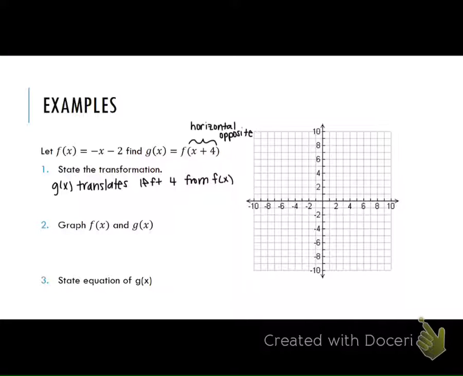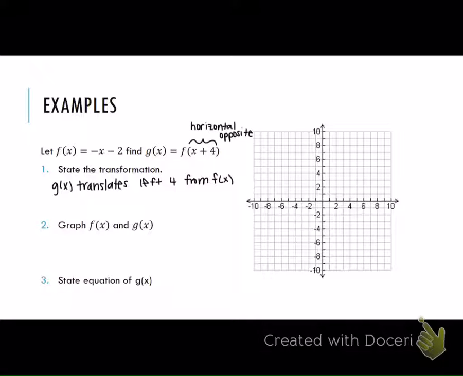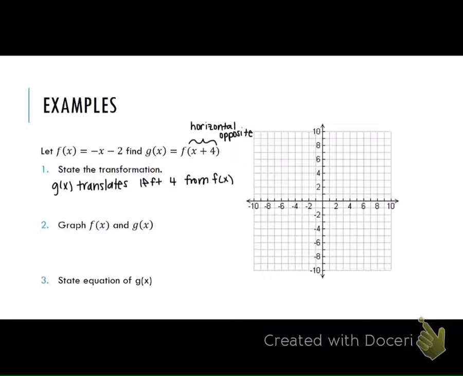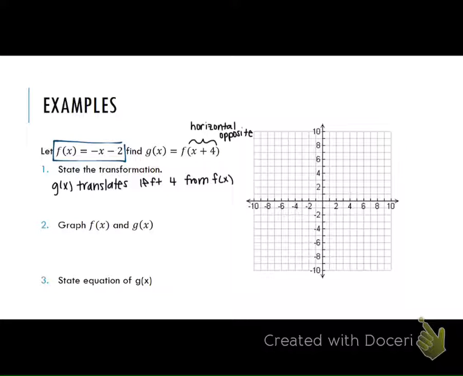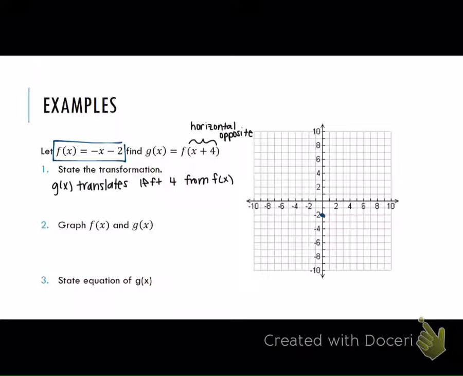So go ahead and graph f of x equals negative x minus 2. So we start at, where do we start? And my slope is? Negative 1. Good. So we start at negative 2 and we do down 1, right 1. It should be a negative slope, guys.